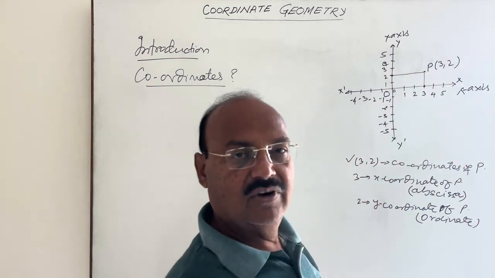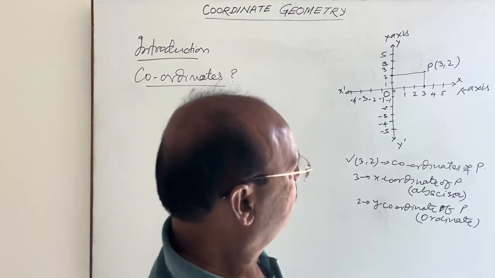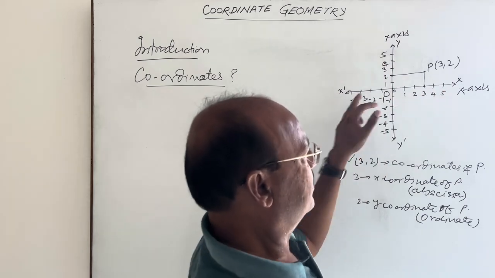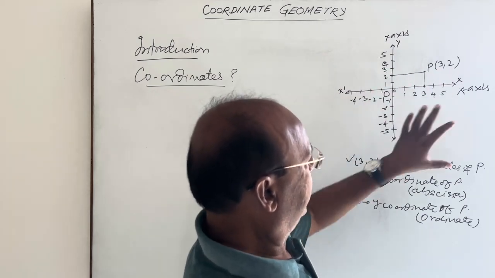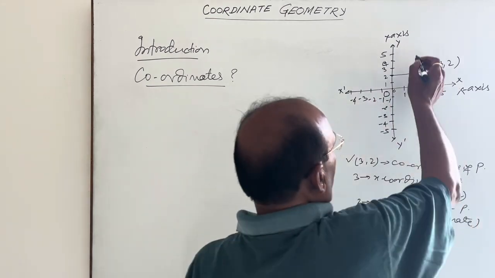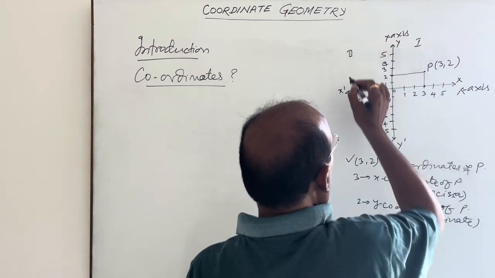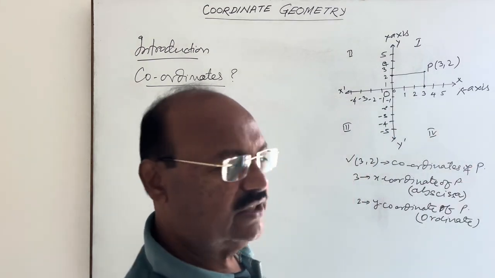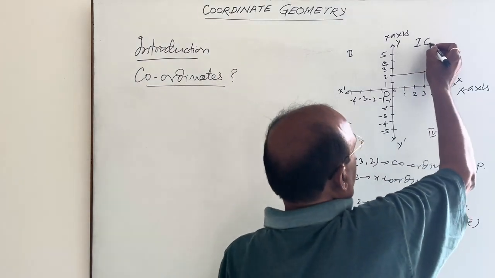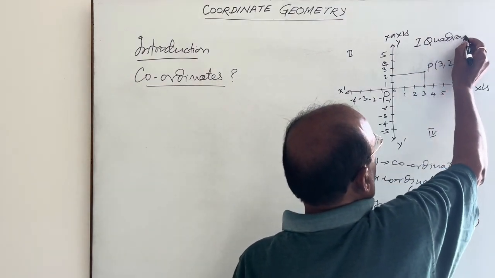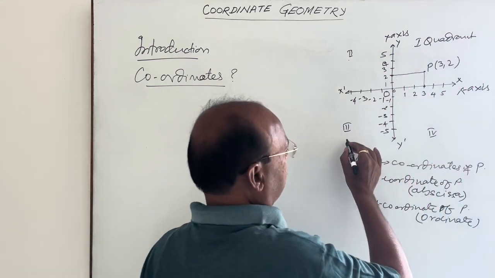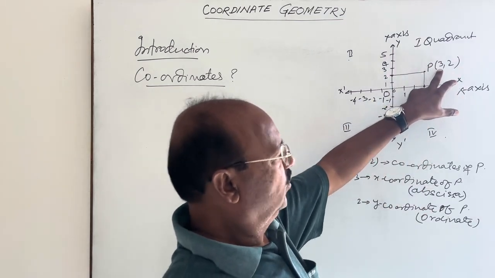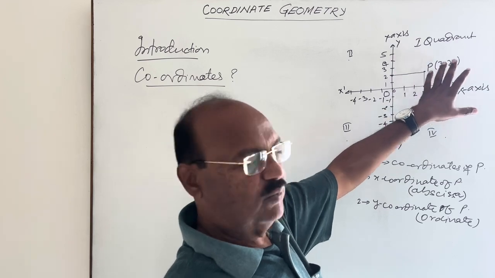Sometimes coordinates may be negative also. Let us make it clear. Before coming to that point, we should note that this axis system x, x dash and y, y dash divides this plane into 4 parts. Part number 1, 2, 3 and 4. And each part is known as a quadrant. This is first quadrant. This is second quadrant. This is third quadrant. This is fourth quadrant.